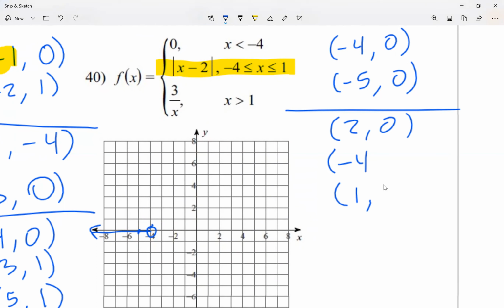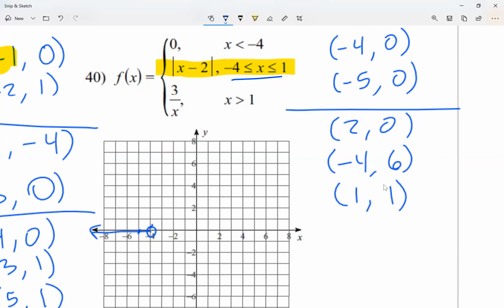Now, if x equals -4, plug it in. -4 minus 2 is -6. Absolute value says make it positive. If x equals 1, I get 1 minus 2, -1, make it positive. So let's see. The point (2, 0), I have that.